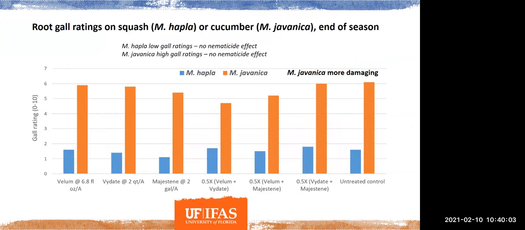This is the root gall ratings for this trial, and we didn't see any effect of the nematicides at this point on the galls, but what I just want to point out here is the high gall ratings for Javanica, the low gall ratings for Hapla. So Javanica is really the more damaging nematode for your cucurbits in our area.